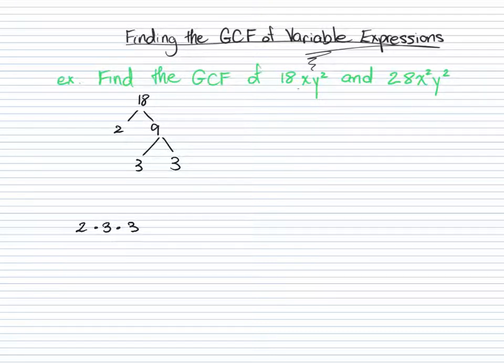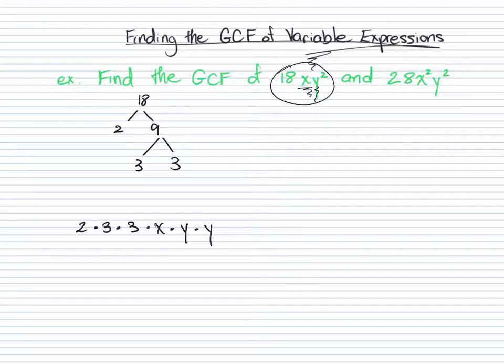Now we can go ahead and continue to break this expression up into the smallest possible factors that we can see by writing out the factors of the variables. So we have an x also, and then there's a y squared. And y squared we can write as y times y. And so we've broken our 18xy squared into its smallest possible factors.